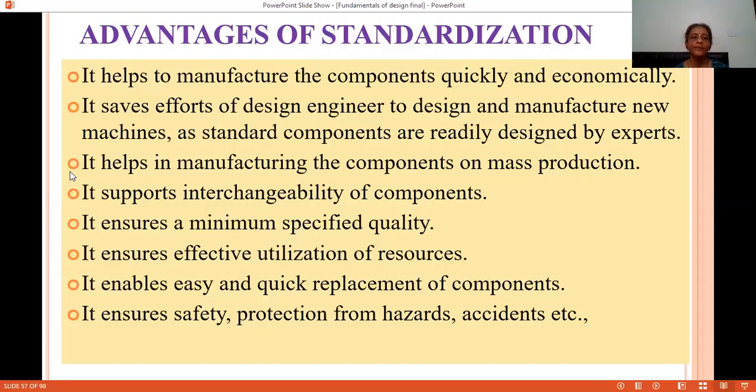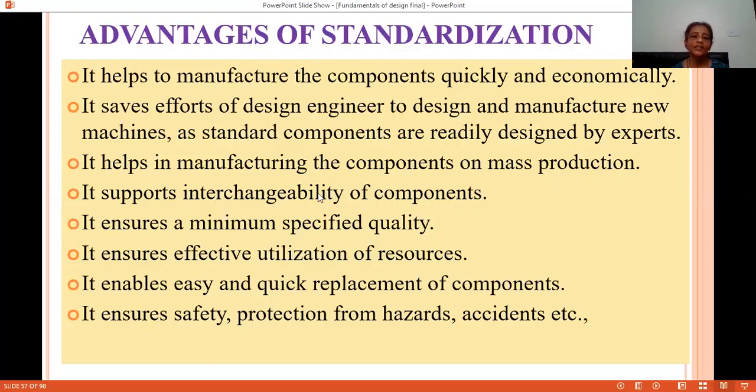The third advantage is that it helps in manufacturing the components in mass production. Whenever we are using standardization, our methodologies are standardized, plant layout is standardized, and machineries are also as per the standards. So there will be better utilization of resources, and the efficiency of all resources will be higher. Not only man, material and machineries, all will be utilized properly, and a company can have the facility of mass production if they are using standardization in each and every aspect.